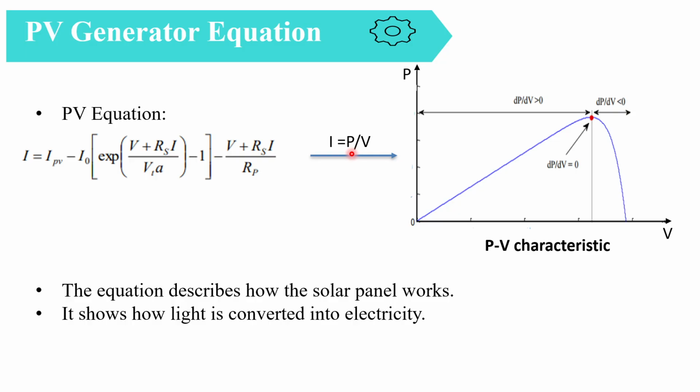Then we can have the characteristics of power and voltage. And as you can see, it's a curve. It's non-linear. Our task is to find the maximum power point. It's somewhere in the middle of the graph, and it's here.